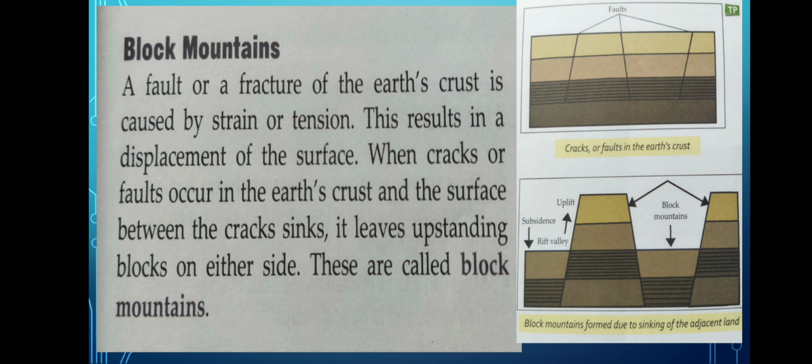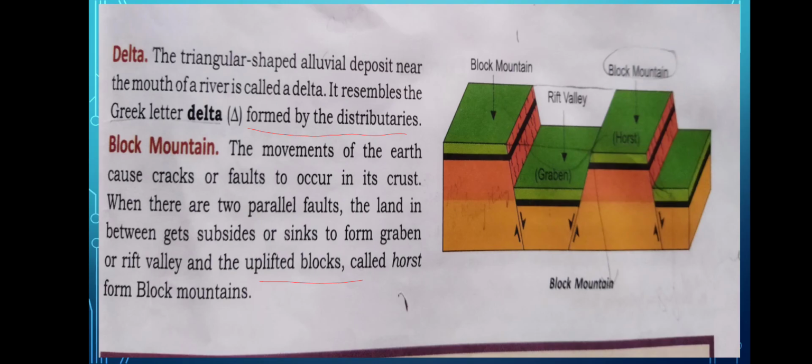When there are two parallel faults, the land in between subsides or sinks to form a graben or rift valley. The uplifted blocks, also called horsts, form block mountains. Here you can see properly. Because of the imbalance inside the earth's crust, they will form like this.